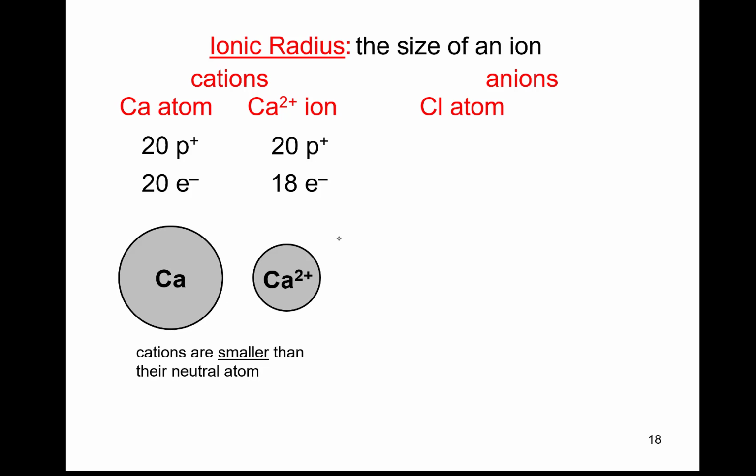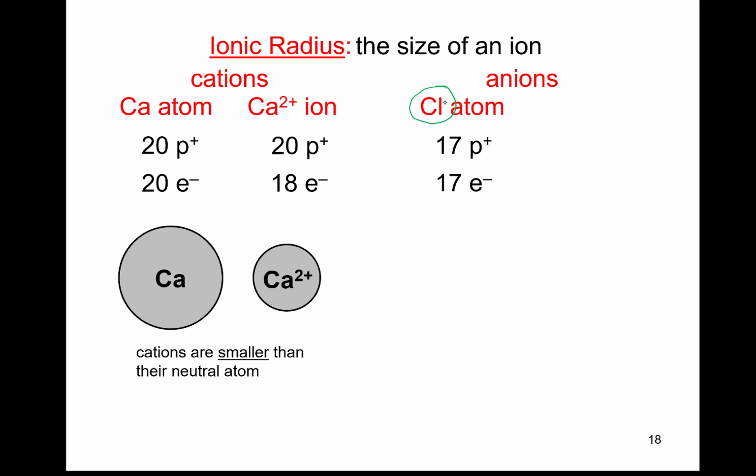Now let's look at anions. And remember, I told you in a different screencast that when you see what looks like maybe a capital I or a lowercase l after a capital C, 99.9% of the time, that's chlorine, not carbon and iodine. So let's look at a chlorine atom. Chlorine is atomic number 17, so it has 17 protons and 17 electrons.